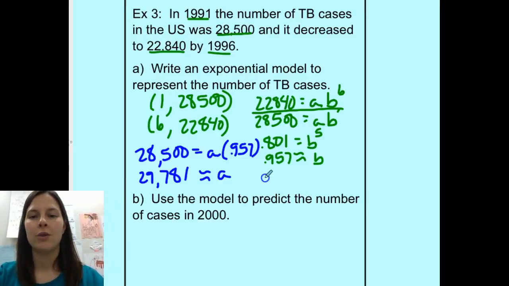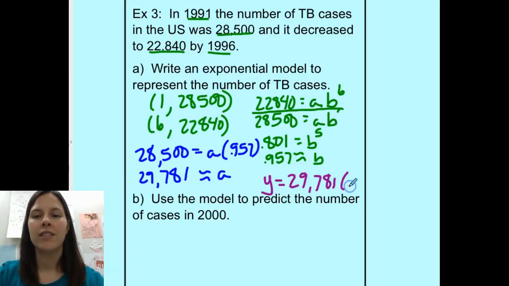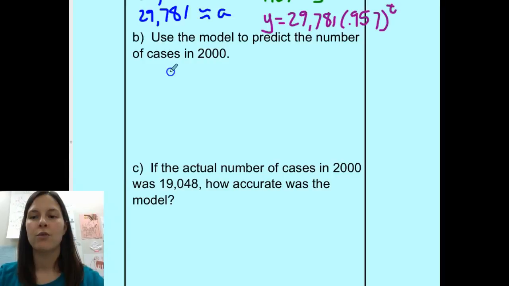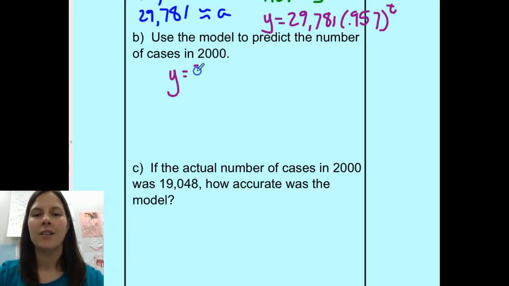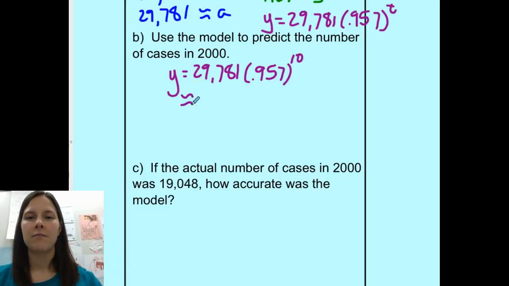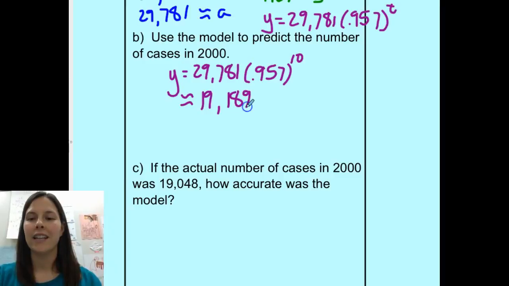Using our a and b value, we're going to write our model now. y equals our initial amount, 29,781, times that rate of decay, in this case 0.957, to the t power, t being years after 1990, based on the way we set up our model. We'll use that equation we just wrote to predict the number of cases in 2000, which is 10 years after 1990. So we've got 29,781 times 0.957 to the 10th power, which gives us approximately 19,189 cases, rounded to the nearest whole number again.